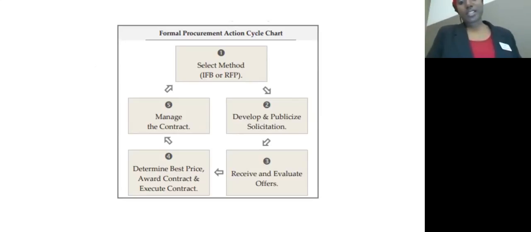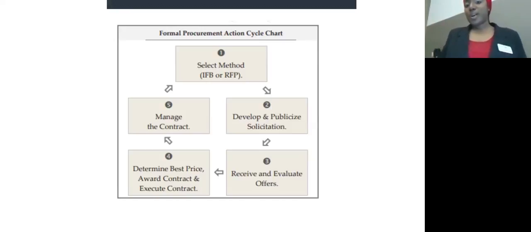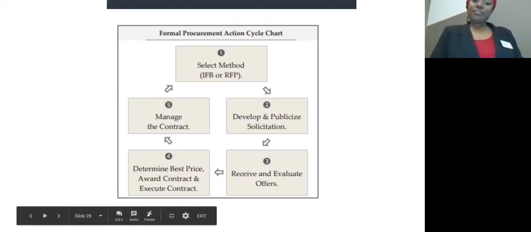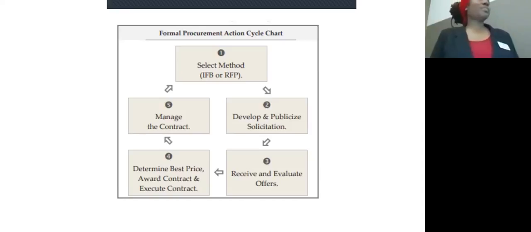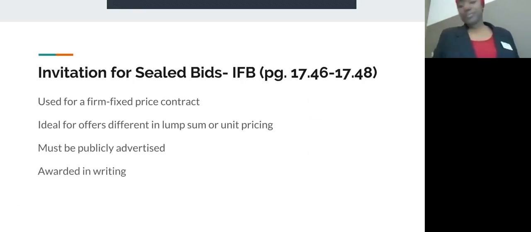It's the same process, but making sure you select your method according to what works best for you, depending on what it is. Publicizing, making sure there's adequate time for people to respond, evaluate, best price, manage contract. So that's just broken down for you on that particular chart.